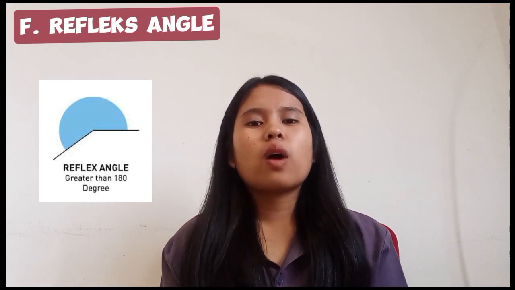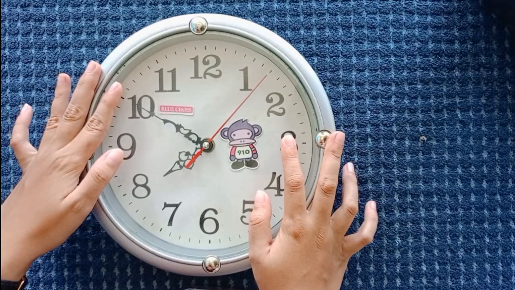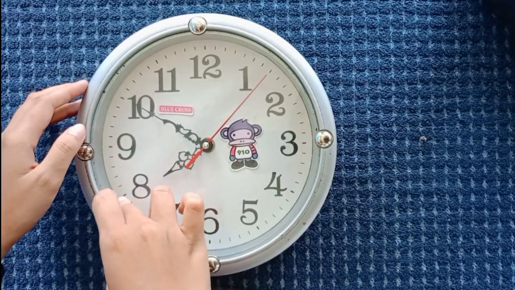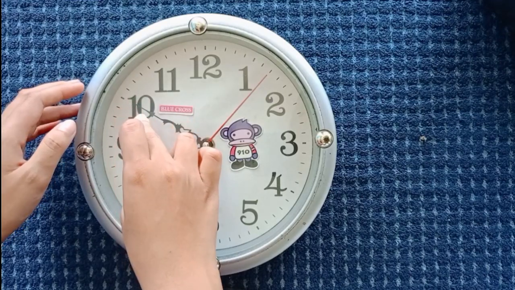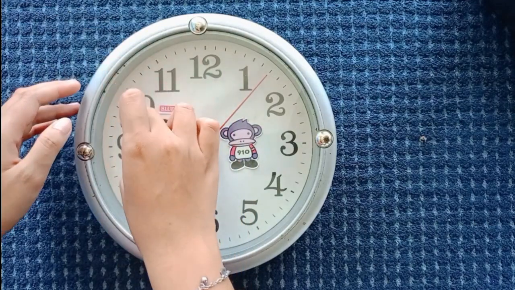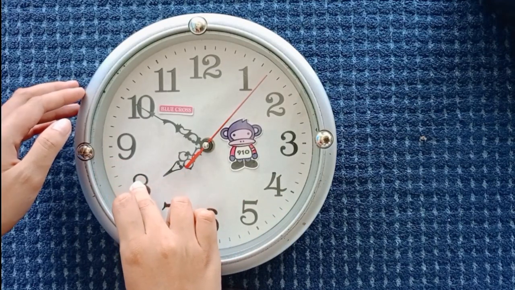The sixth, reflex angle. Reflex angle is an angle whose measure is greater than 180 degrees but less than 360 degrees. For the reflex angle on this wall clock, from the number 8 to 10, it forms an acute angle, and from the number 10 to 8, it forms a reflex angle.